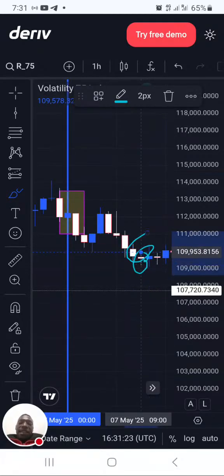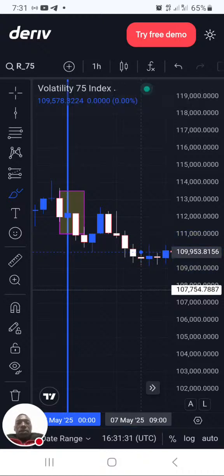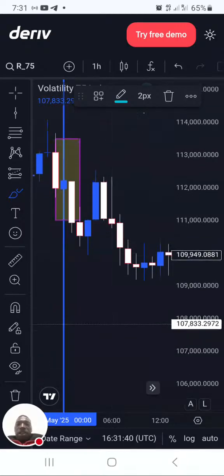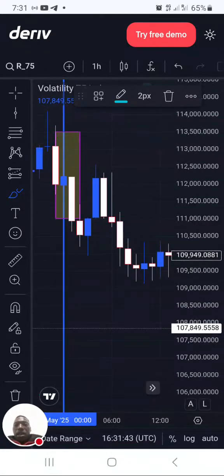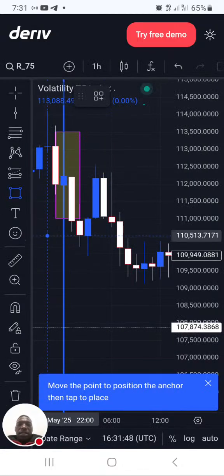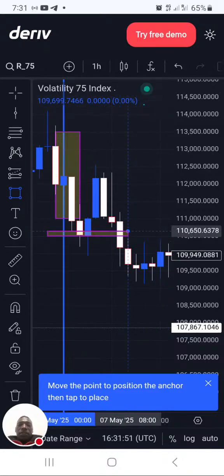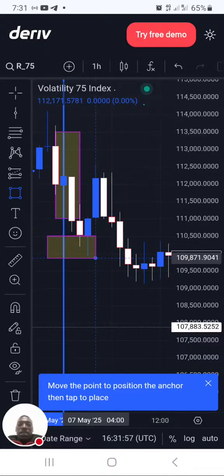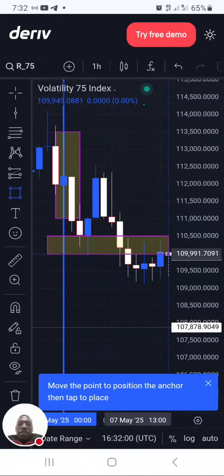So after identifying that, what we have to do, we mark the broken structures. Let us get our tool and mark those broken structures. So we have here a high, and then we had a low, and then the price broke this area here, exactly this one. We mark it like that. We start from the bottom up to the wick. All of this structure wick, we highlight it like that and bring it into the future.